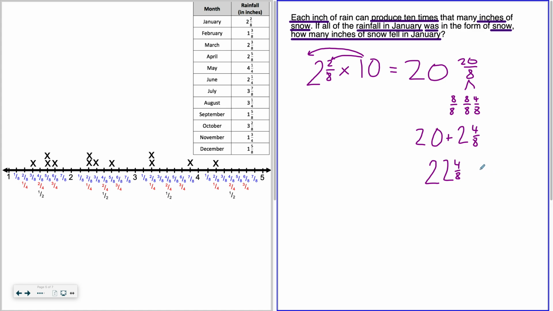And again, I always want to label or write the unit. So it's 22 and 4/8 inches of snow would have fallen in January. So I can even add of snow.